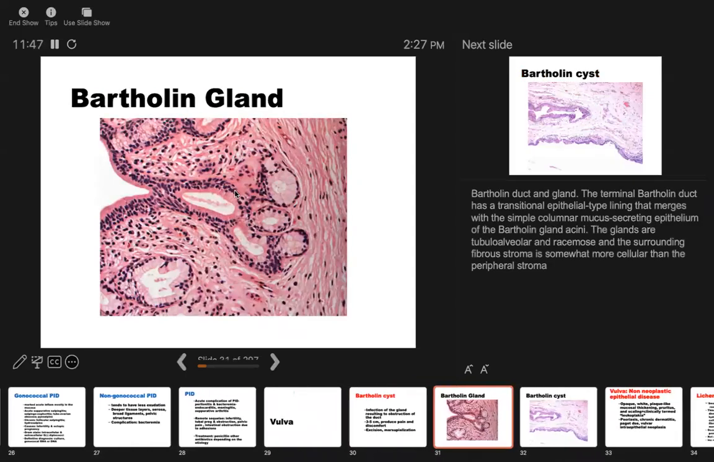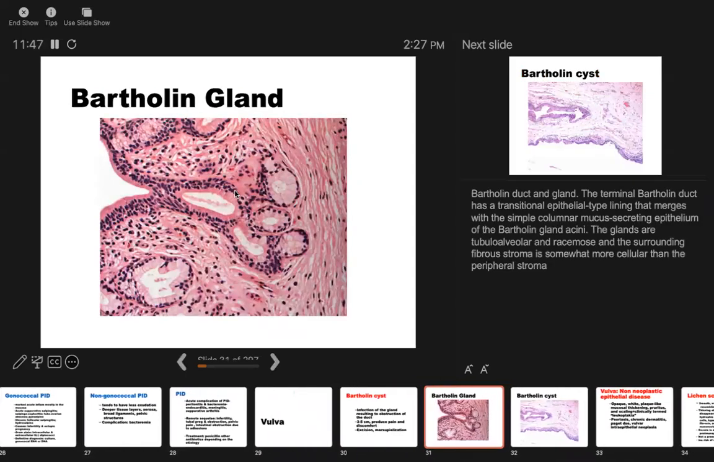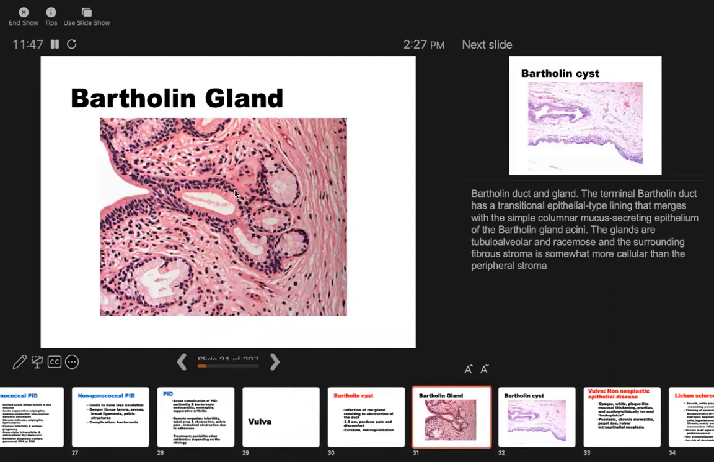Next on the list is Bartholin cyst. Bartholin's comes from the infection, perceived in the form of an abscess. The diameter of the mass is often 3 to 5 millimeters. This is what will trigger the patient.